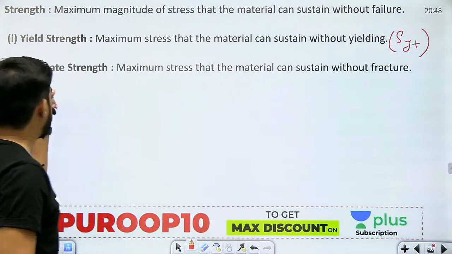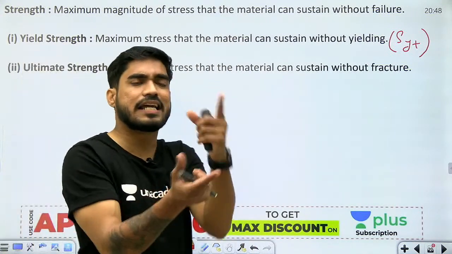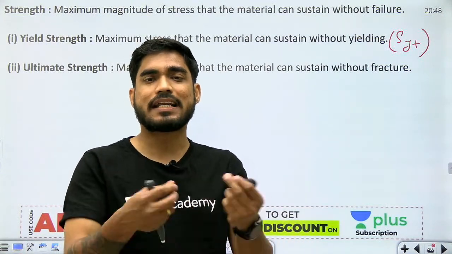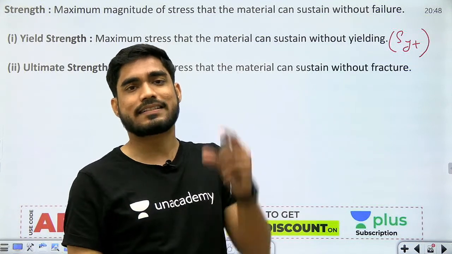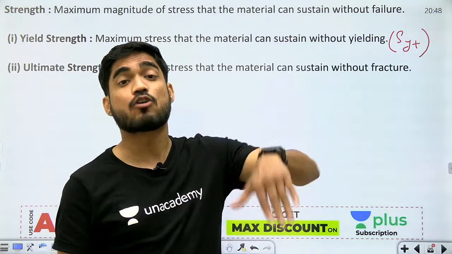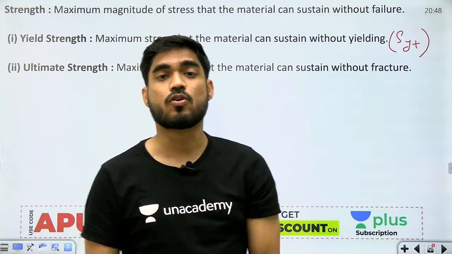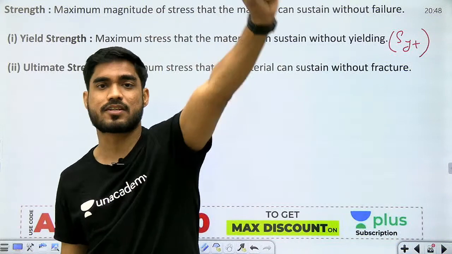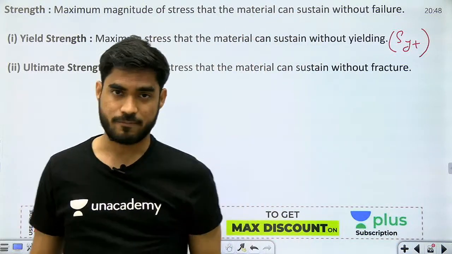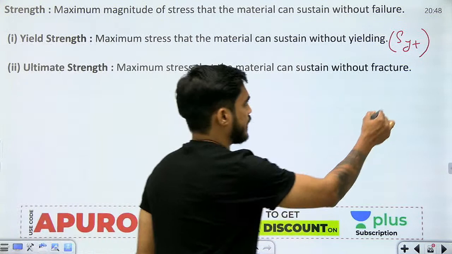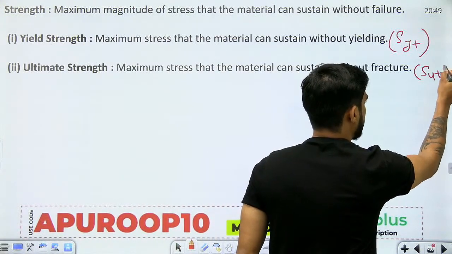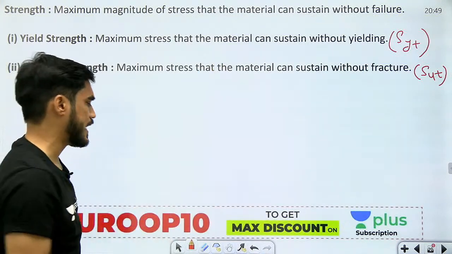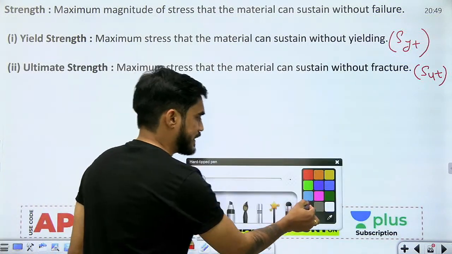Okay. Now, in some materials, yielding is not a problem. For example, cast iron में तो कोई yielding ही नहीं है. So, beta, in case of cast iron, the maximum stress you can apply without fracture is known as ultimate strength. So ultimate strength क्या है? It is the maximum stress you can apply without fracture. Okay, and it is denoted by SUT. S stands for strength, U stands for ultimate, T stands for tension. We are applying tensile load, right?